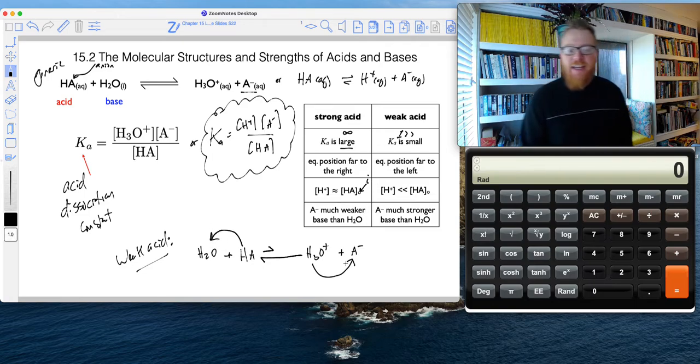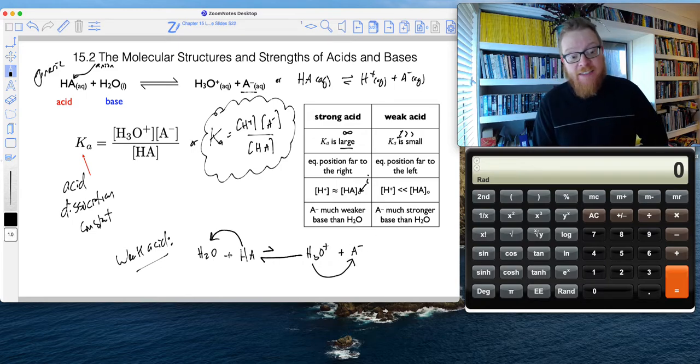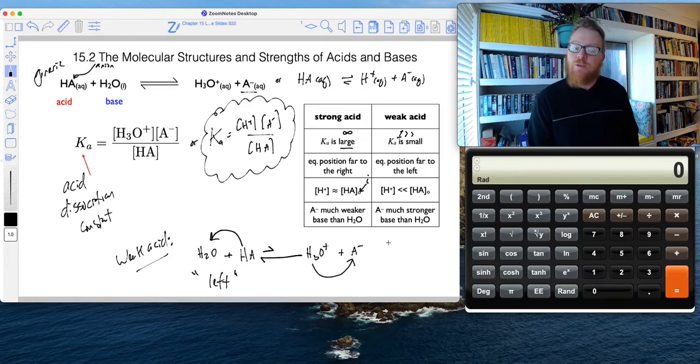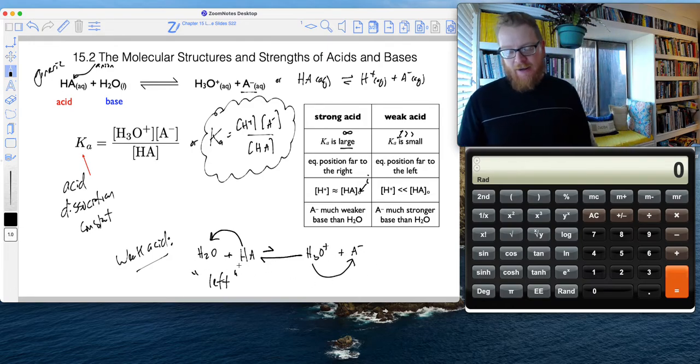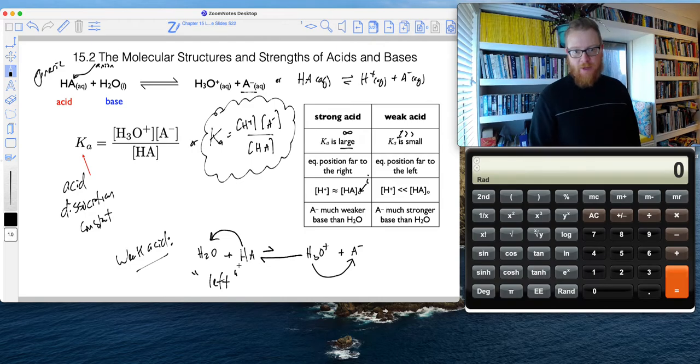And so you can see here, this is why for a weak acid, this A minus is a much stronger base than this H2O, because this A minus wants to grab the proton from H3O plus much more than H2O wants to grab a proton from H. So that's why the equilibrium position is on the left, and that's why we see the reverse reaction dominating in this weak acid equilibria. Okay?